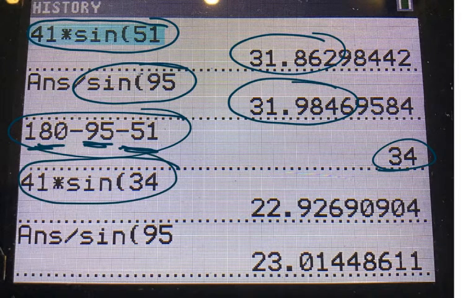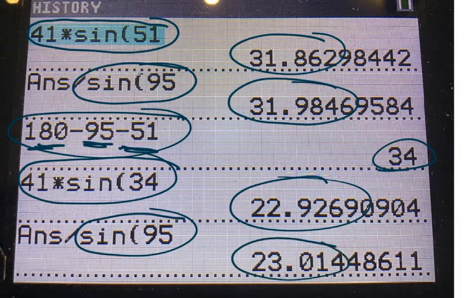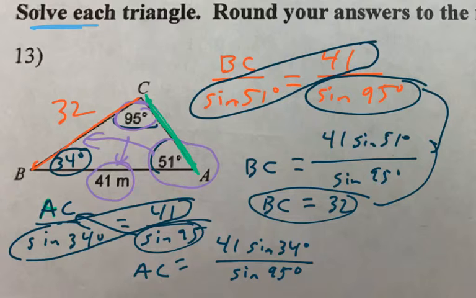Notice the 41 times the sine of 34 is that value. I divide by the sine of 95. Bam. I know the missing side is 23.01. Again, that one I'm going to leave as 23.01. As long as you show all your work, guys, you should get full credit, okay? Pause the video if you need to.